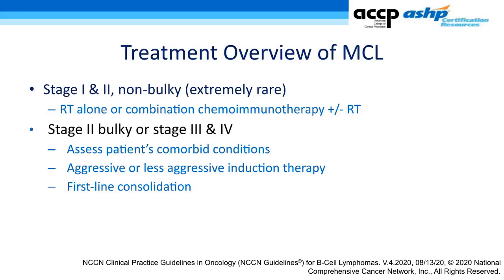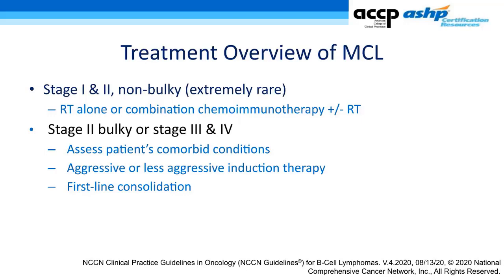So just like the other lymphomas, we would try to stratify the patients before we decided on their therapy. Some patients are classified as stage 1 and 2 non-bulky, but this is extremely rare. I kind of feel like these patients are unicorns. There might be some out there, but I've never seen one. In those cases, the patients could receive radiation therapy alone or a combination of chemoimmunotherapy plus or minus radiation therapy.